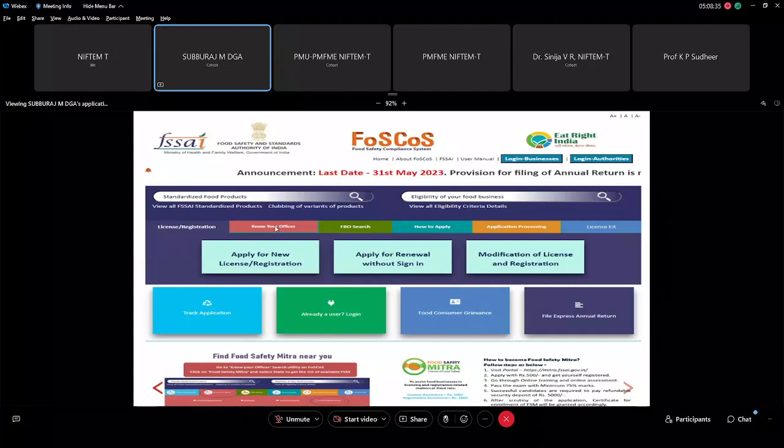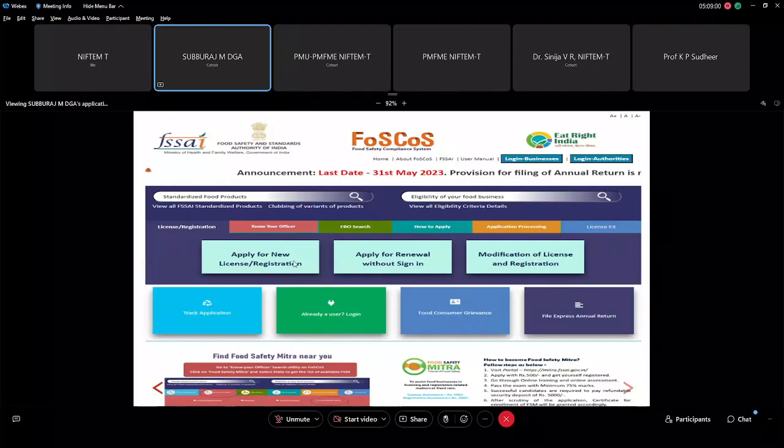If you need any help, you have to click here to get the contact of your FSO. Their number and email ID are also available. Who is the food safety officer, their name and email ID are available. Just send the mail to them. Here under FBO, you can search the FBO. What is the procedure is clearly mentioned here.